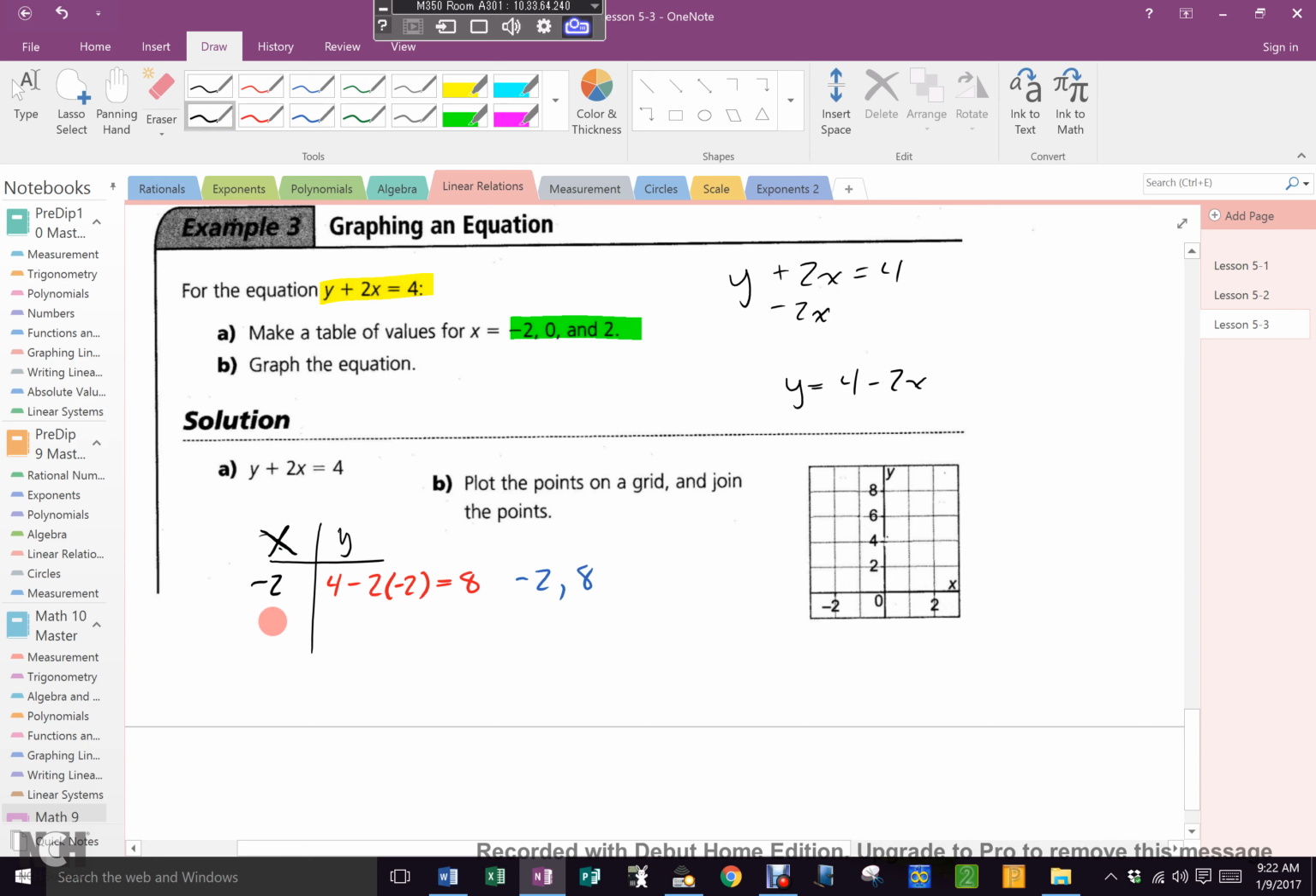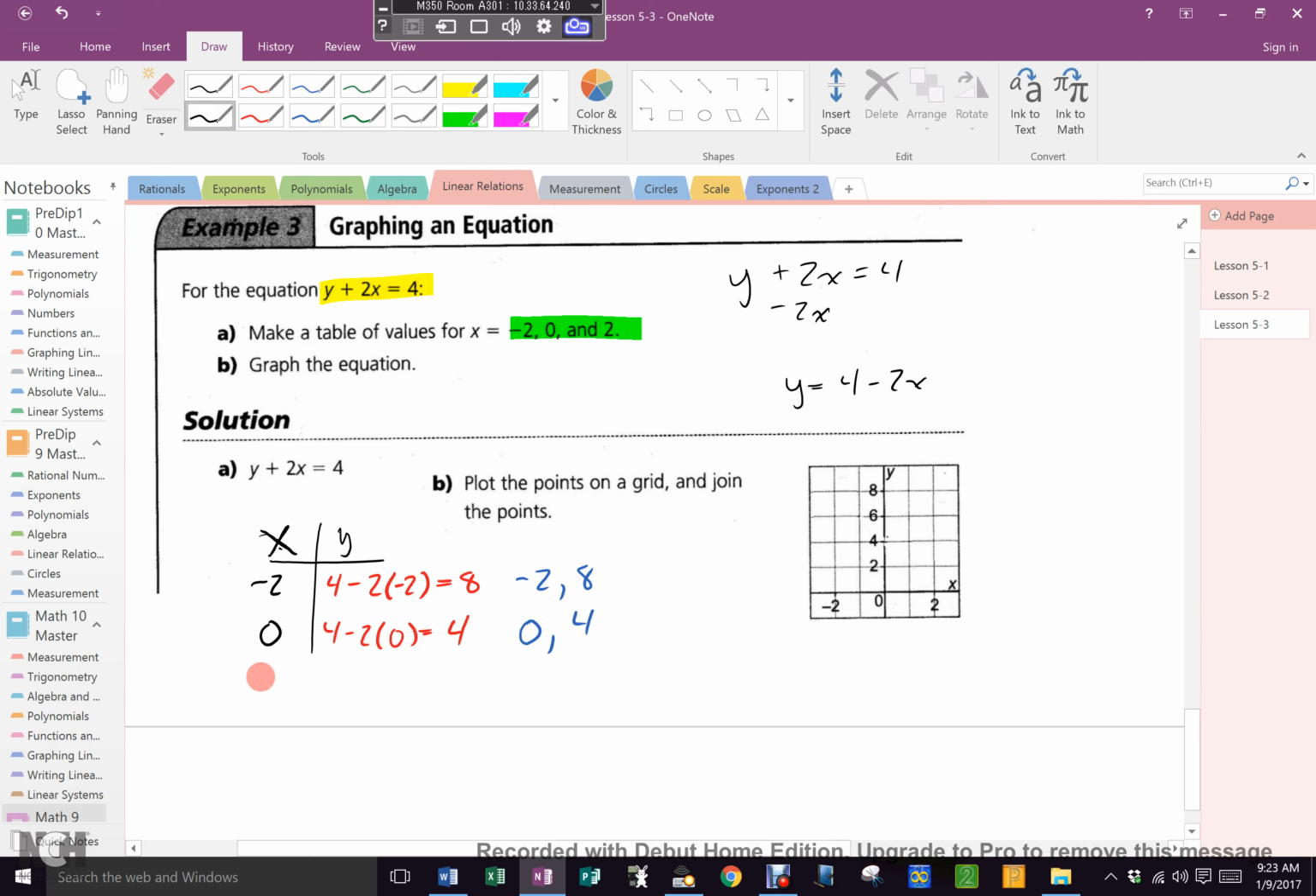Okay. What's the next point that we're going to try? 0. So it's 4 minus 2 times what? 0. What's 2 times 0? 0. What's 4 minus 0? 4. So what's the point on our graph? What's the x value? 0. And what's the y? 4.